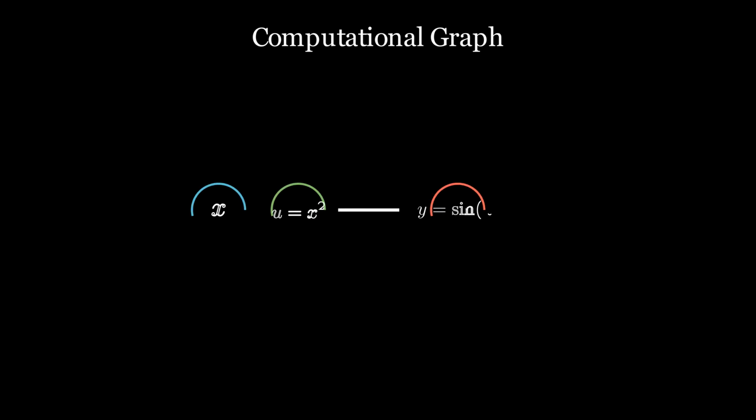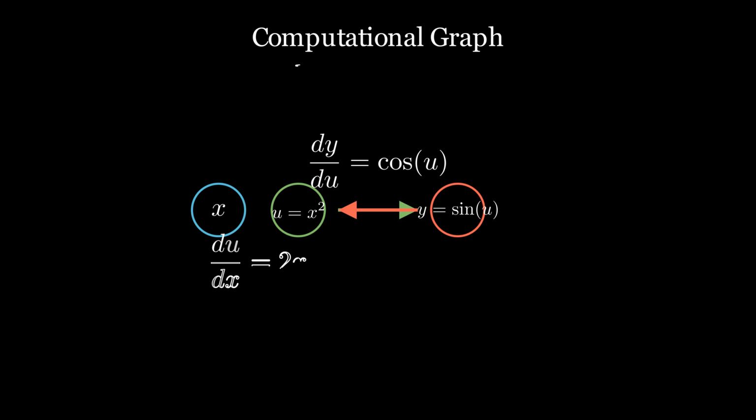Let's visualize the chain rule with a computational graph. This shows how derivatives propagate through operations. Forward pass computes values: x flows to u equals x squared, then to y equals sine u. Backward pass computes derivatives. dy/du is cosine u. du/dx is 2x. And by the chain rule, dy/dx is cosine u times 2x.